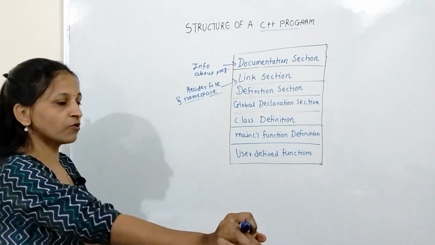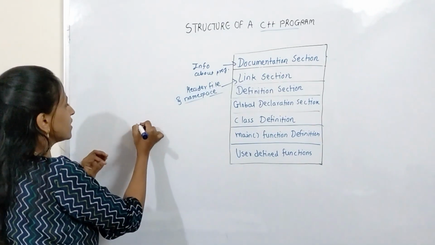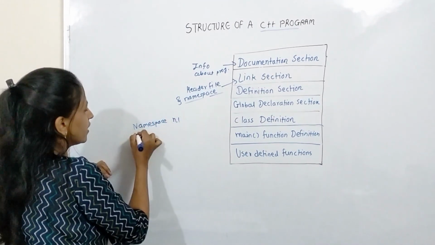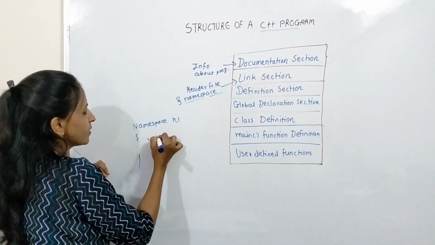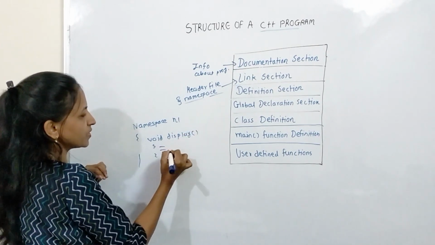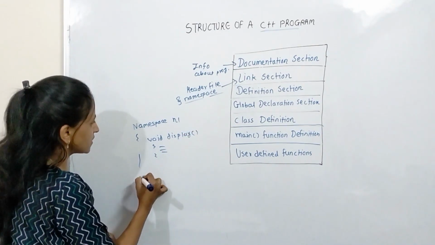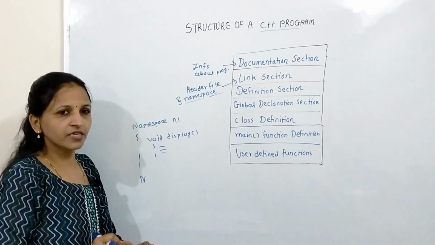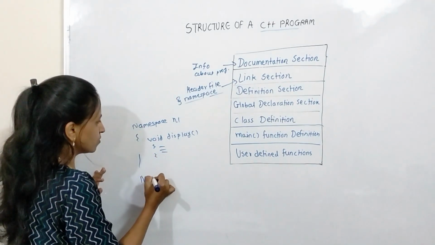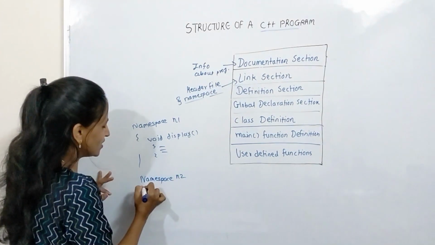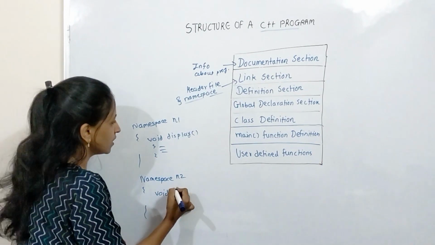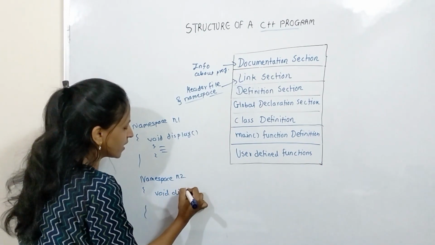See here, I am giving one example. Let there be one namespace n1 and it has one function, let's say display, and here you have written the code of display. Again, one more namespace is there. For giving some basic idea I am writing this, so don't worry about syntax, just try to understand conceptually what a namespace is. Display, again the same thing.